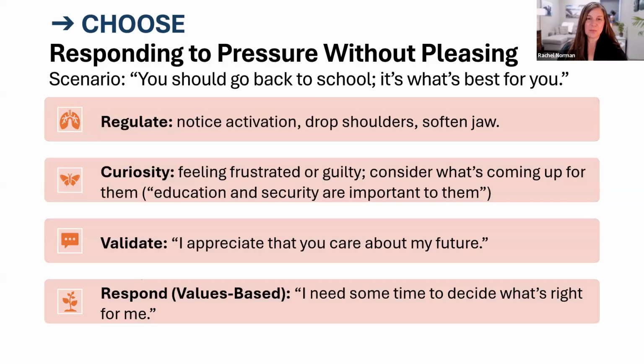We'll go over these next two examples pretty briefly, only because you've seen the format already. So the idea of regulating as a first step, in this case, it's pressure without pleasing. You can see that word should there, right? Noticing ourselves use the word should towards ourselves, towards other people, it does have that sense of pressure. So responding to pressure without pleasing. The example: you should go back to school. It's what's best for you. It could be you should lose weight. It could be you should take that promotion, whatever the should might be.